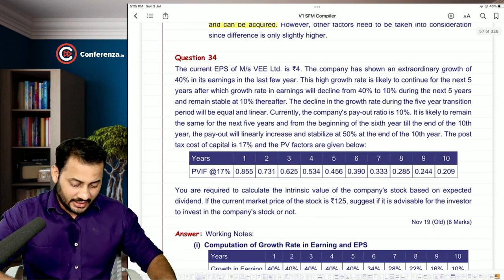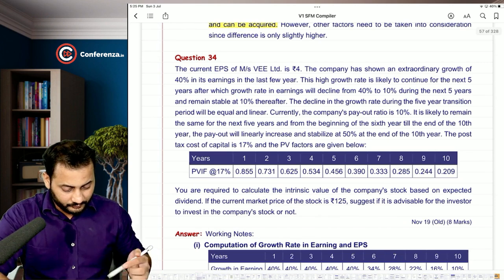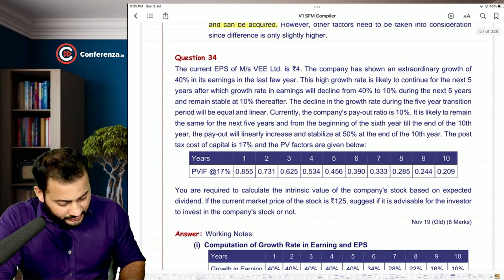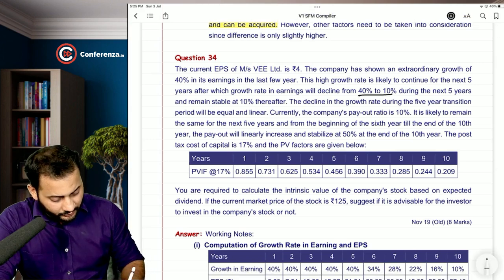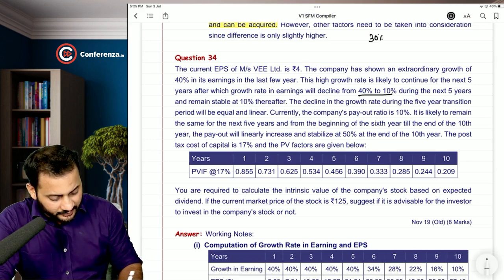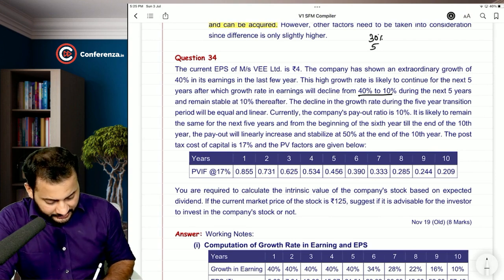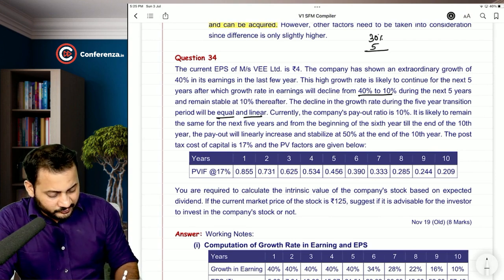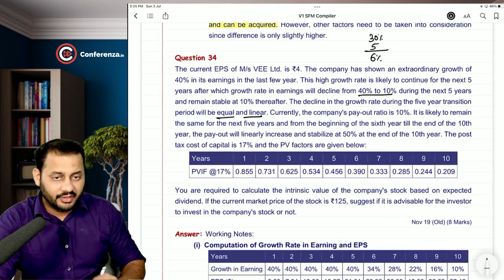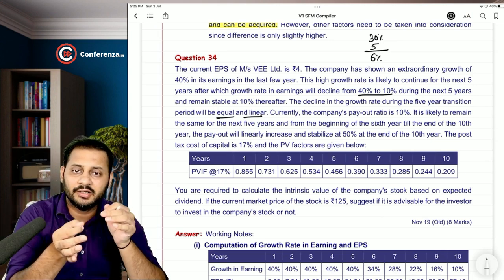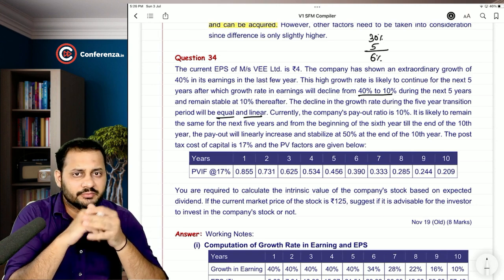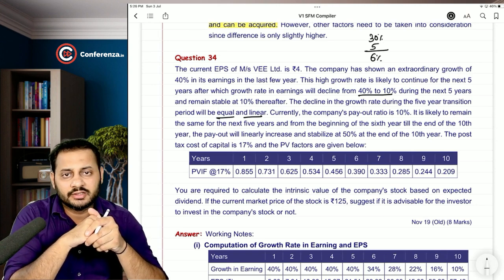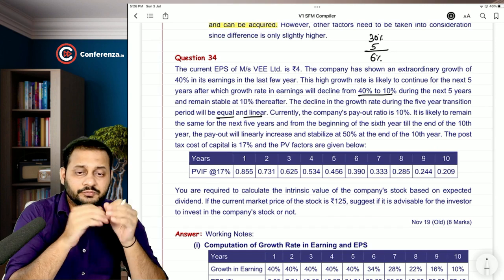Okay, so let's calculate one thing. If the growth rate is going to decline from 40 to 10, that means the decline will be 30% in 5 years, and it should be equal and linear. That's why 30 divided by 5, that means every year the growth rate will decline by 6%. Okay, similar type of questions has been discussed by us in the previous two parts.